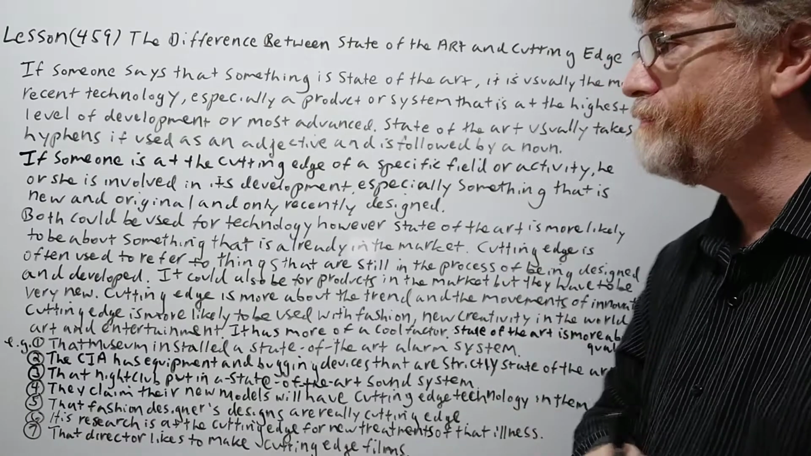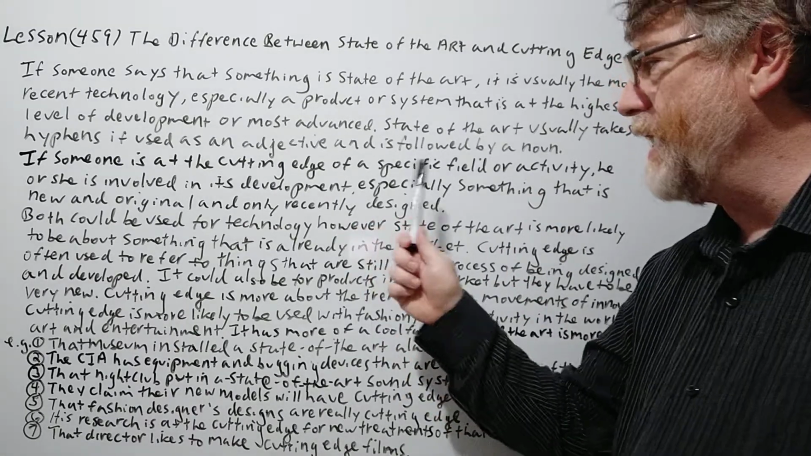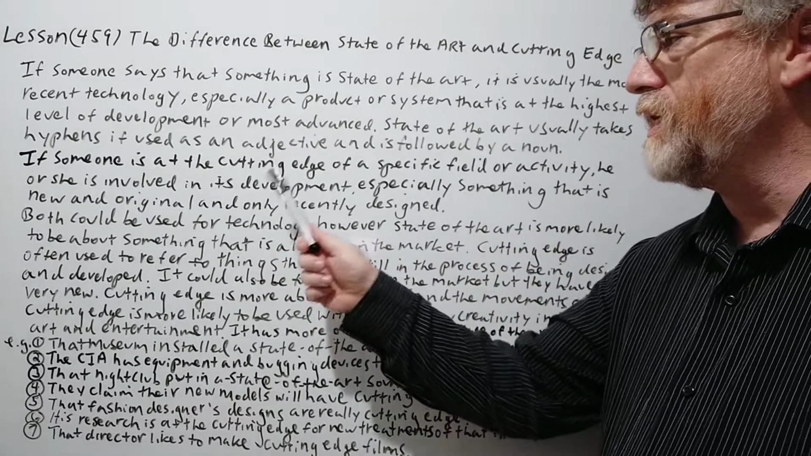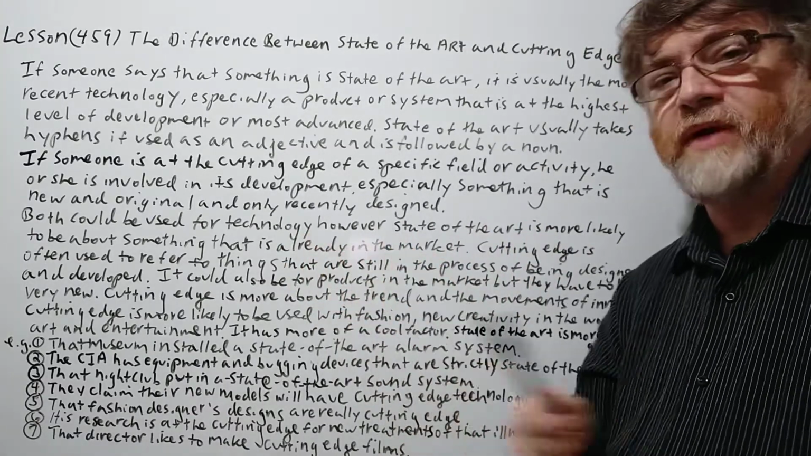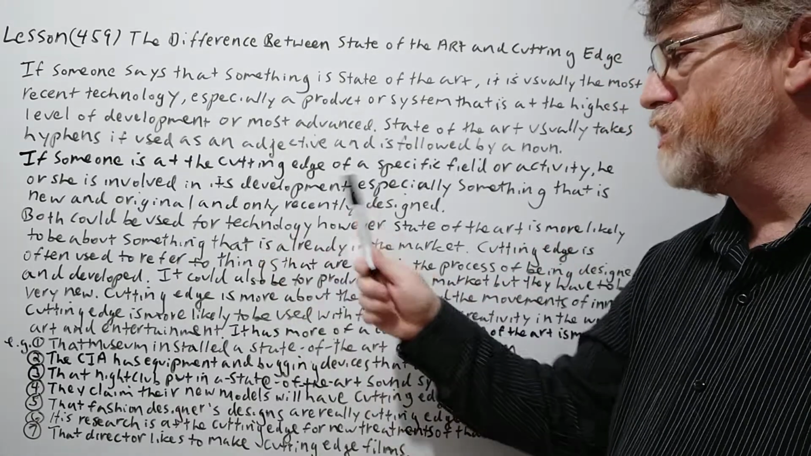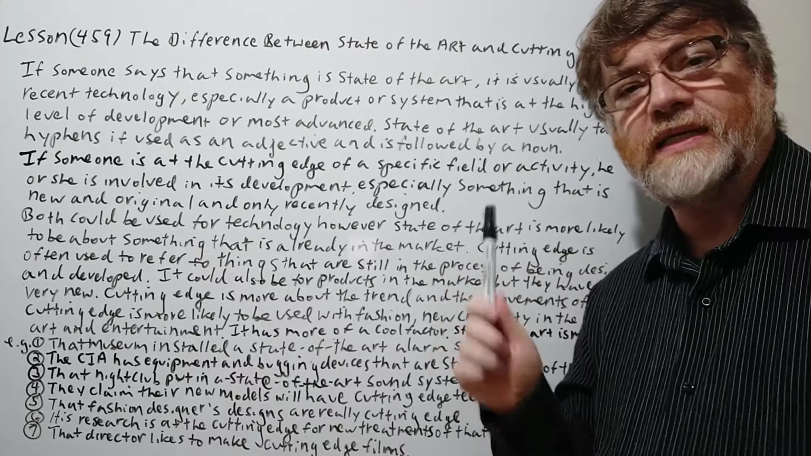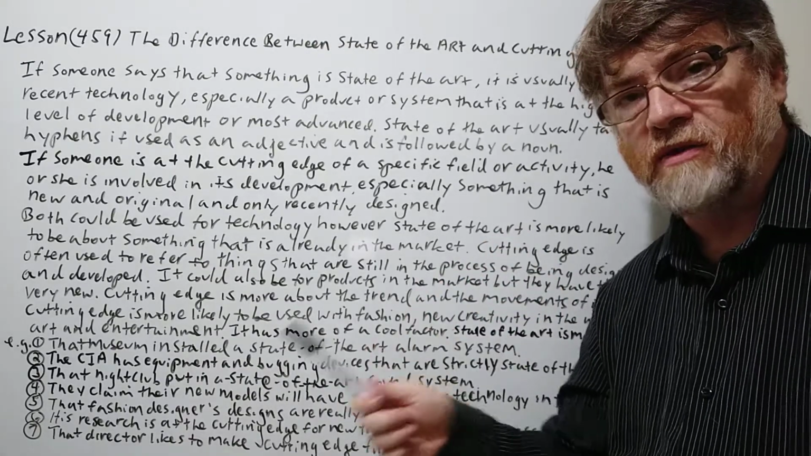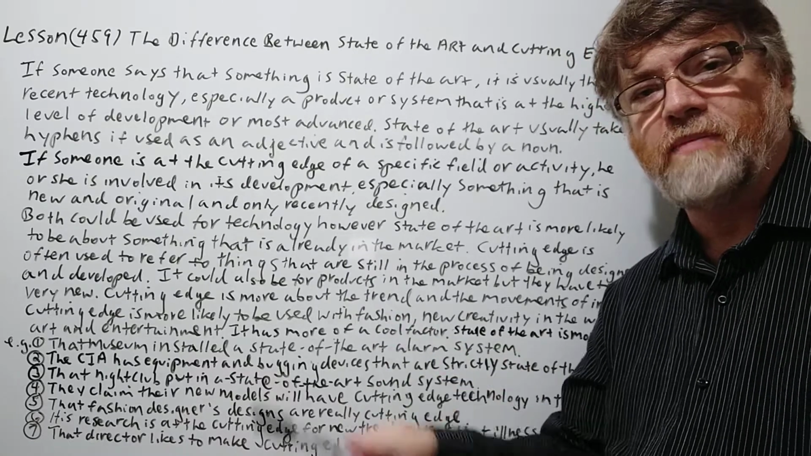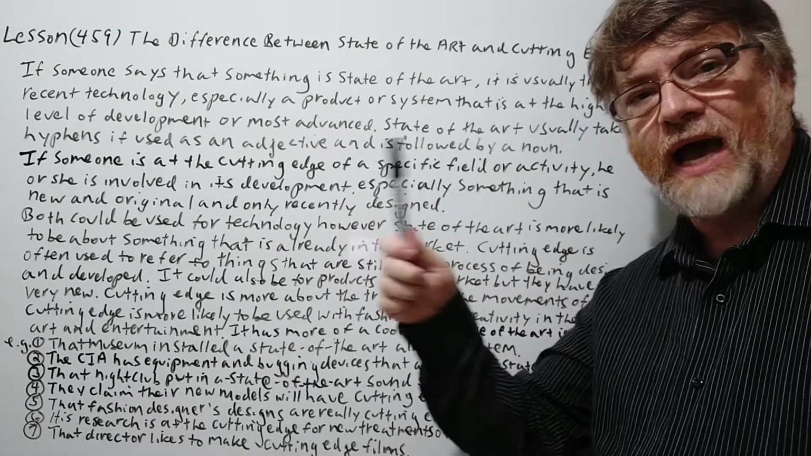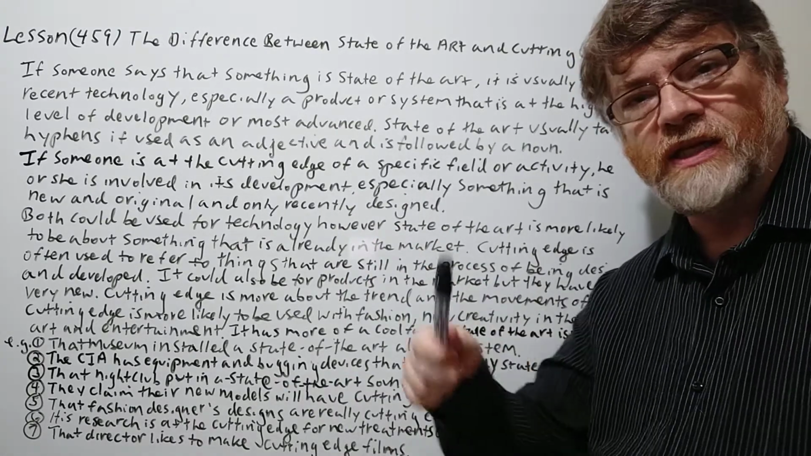Okay, let's continue. If someone is at the cutting edge of a specific field or activity, he or she is involved in its development, especially something that is new and original and only recently designed. All right, so this is another thing about cutting edge. Cutting edge doesn't really have to be on the market yet. A lot of times you're talking about something that will come out. It's not out yet. They're still in the development.